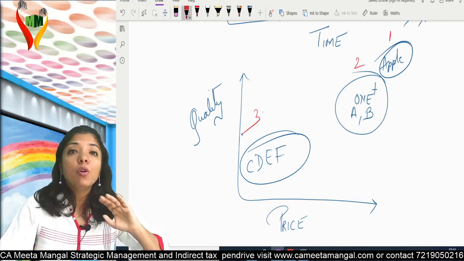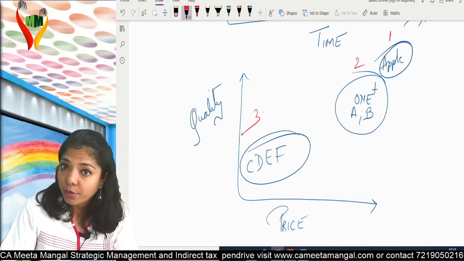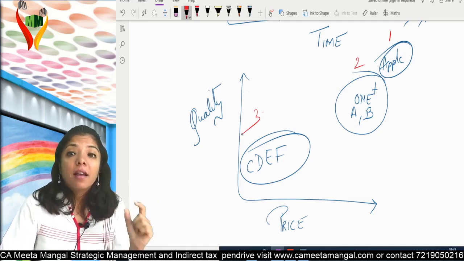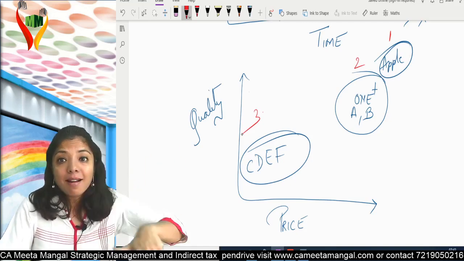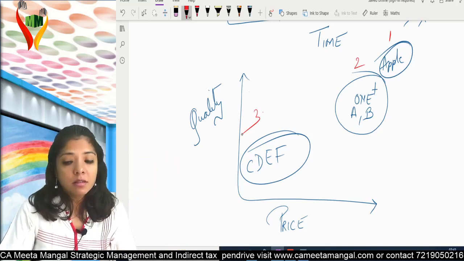This total three groups is a part of my industry. So I'll be taking the whole industry revenue. In that, I will be taking the group's revenue, and I will draw a circle around the group. Higher the revenue, bigger will be the circle.